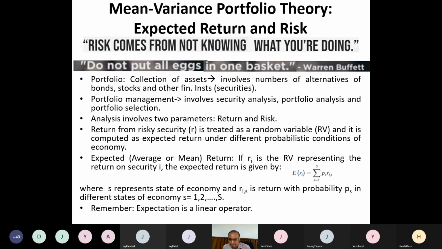Okay, now return from a risky security, when we say, let me designate it by R, we have earlier seen the return from the risk-free security like bond, and we have calculated the interest rate or internal rate of return or effective rate of return, right? Using compound interest rate as well as simple interest rate. But the return from risky security cannot be calculated using any deterministic formula like we are using for bond. So it's treated as a random variable.